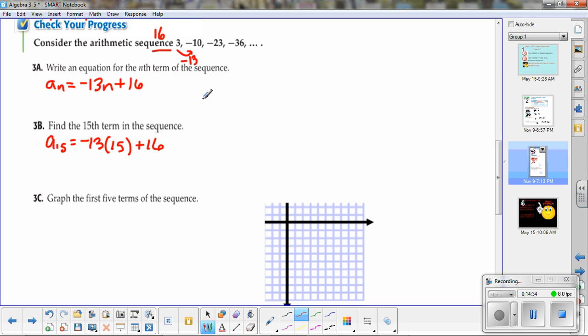-13 times 15, that's going to be -195 plus 16. Since they're different signs, I'm actually going to subtract those, and I get -179. So the 15th term is equal to -179.